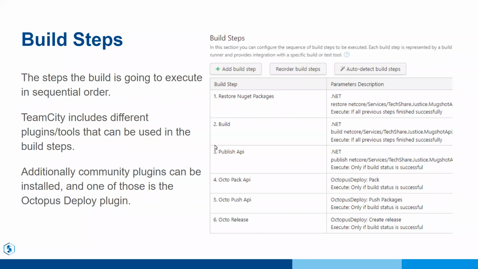So the build steps are the most important part of your build configuration, right? These are the steps that are gonna be executed in sequential order. And TeamCity already provides some different plugins and tools that you can use, like the .NET CLI, the Docker CLI, etc. But if there is a plugin that's not provided by TeamCity, the good thing is that there are community plugins that you can use. And one of those is the Octopus Deploy plugin, which is provided by Octopus Deploy, which helps the integration between TeamCity and Octopus. And there are many more.